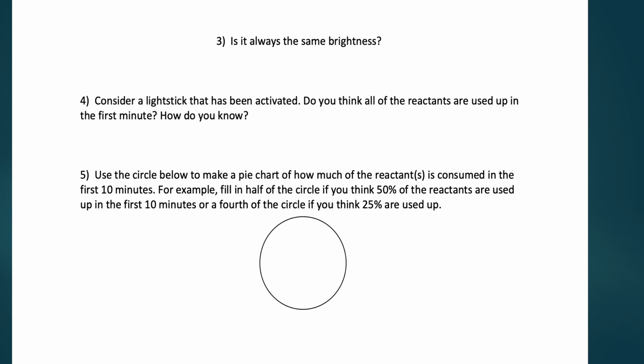And then I usually have the students fill in a circle, make a pie chart. How much do they think is consumed in the first 10 minutes? And so they would just make a simple pie chart. If they think 50% of the reactants are used up, then they would fill half of the circle in. But often it's just a very thin pie piece that the students fill in, especially if the light stick is expected to last up to 12 hours. And so a student may just come in here and shade in a very small piece of the pie. Okay, like that.